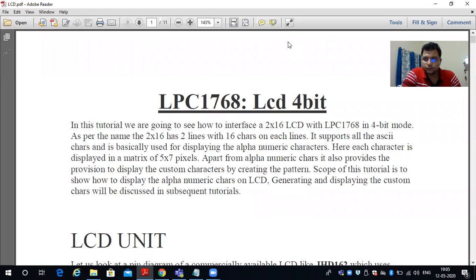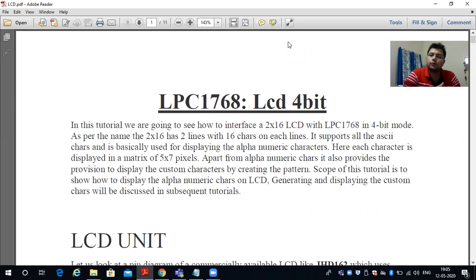Hello everyone. In this lecture, we will discuss the LCD display unit, how we will interface LCD with our LPC1768 core. LCD, as you all know, it's a display unit.